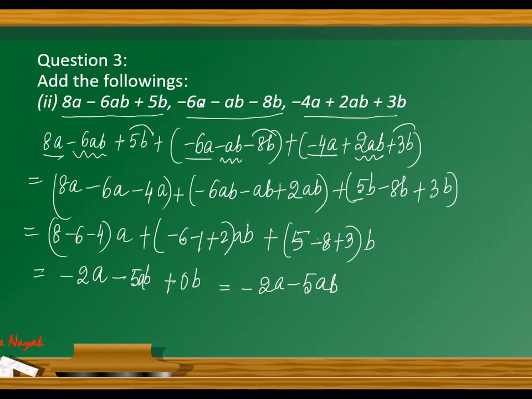So 8a minus 6a, 2a minus 2a, correct. Minus 6ab minus ab, minus 7 plus 2 minus 5ab, correct. Plus 5b minus 8b plus 3b, 0b, correct.